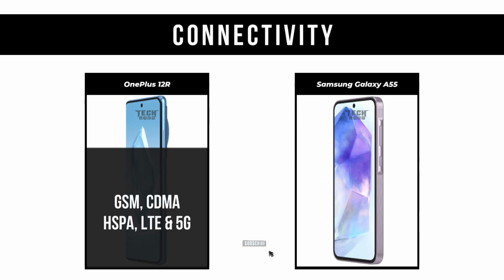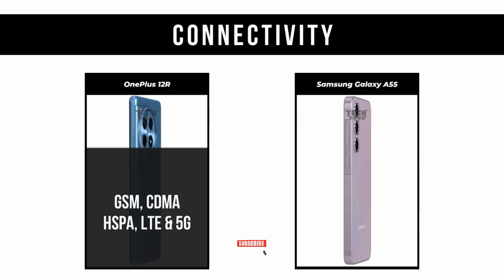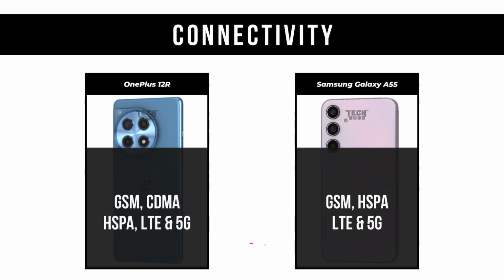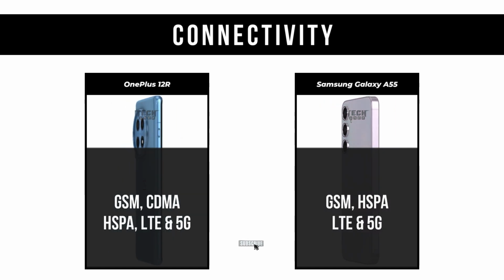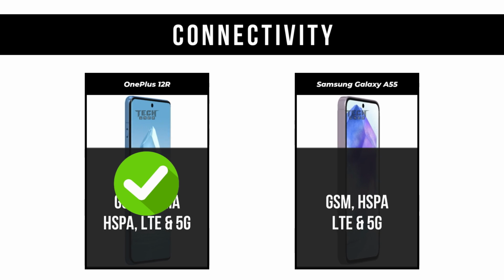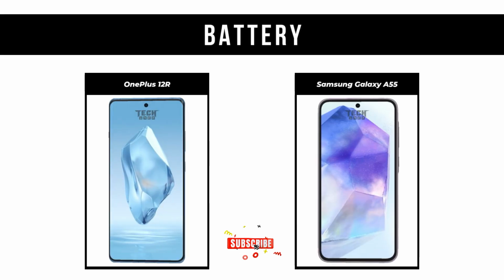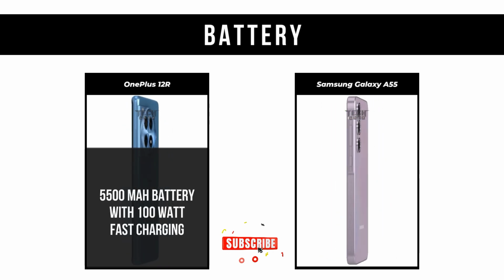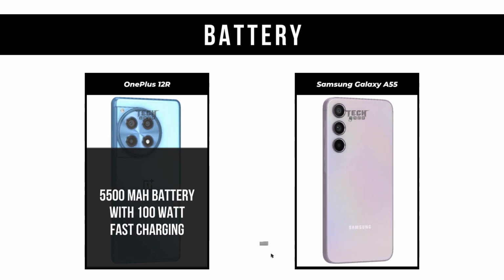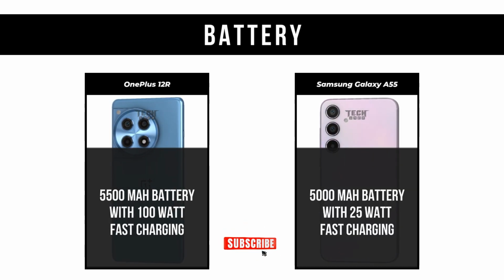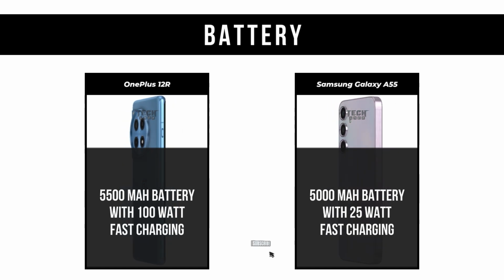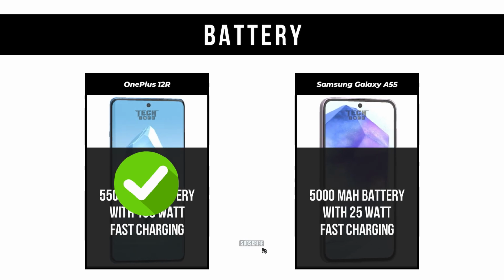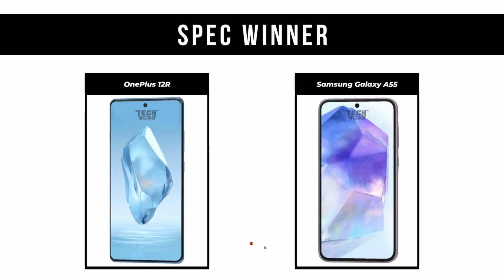Connectivity. OnePlus 12R is GSM, CDMA, HSP, LTE, and 5G. Samsung Galaxy A55 is GSM, HSP, LTE, and 5G. Battery. OnePlus 12R is 5500 mAh battery with 100 watt fast charging. Samsung Galaxy A55 is 5000 mAh battery with 25 watt fast charging. Spec winner.